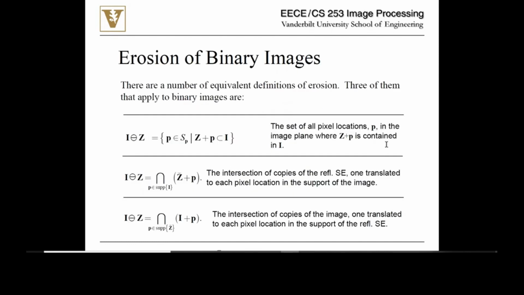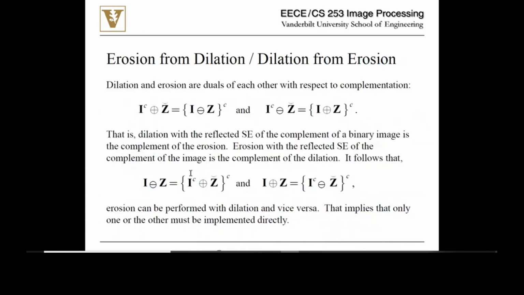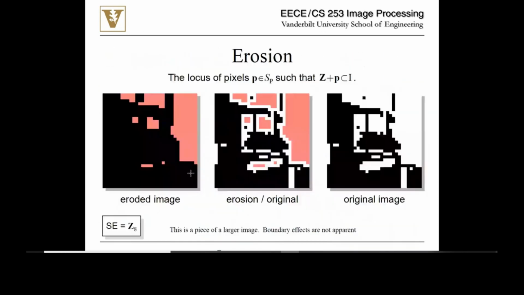So how to do that? It will be the set of all locations in the support of an image such that when I shift my kernel to that location, it is totally included in I. It is totally included in the image. Let's see some example of that. Let's say that my structuring element is Z8.